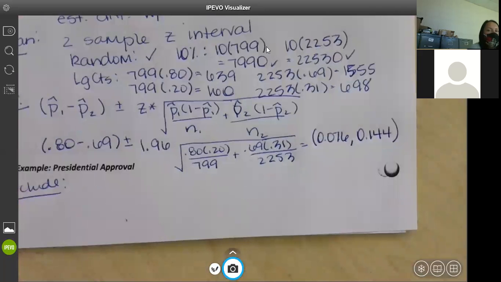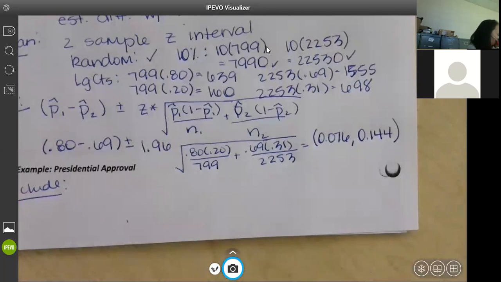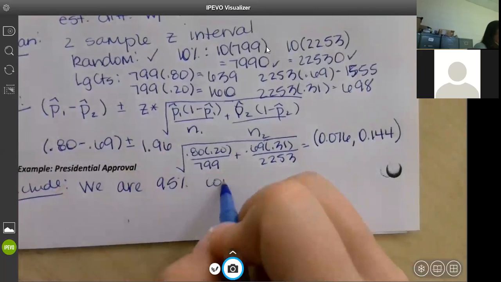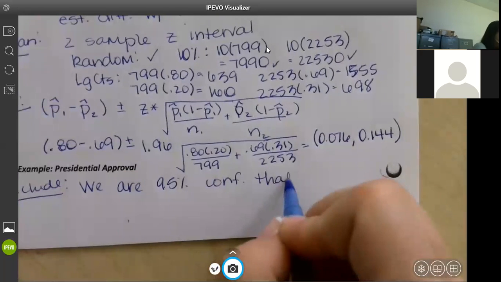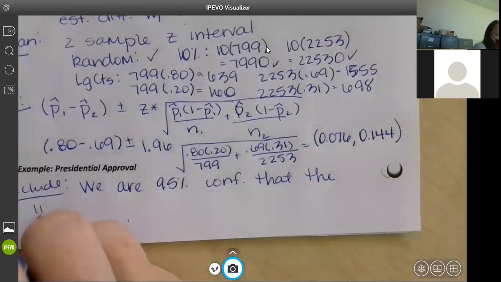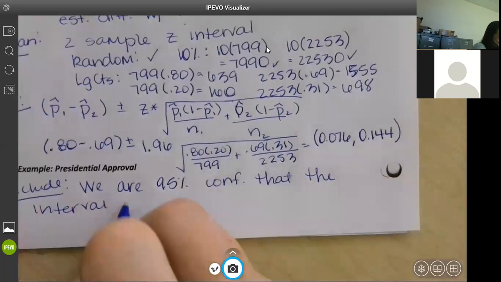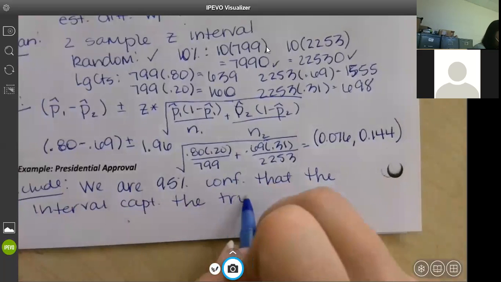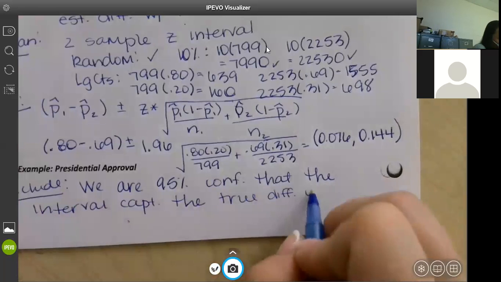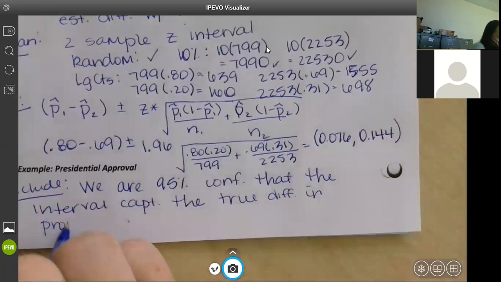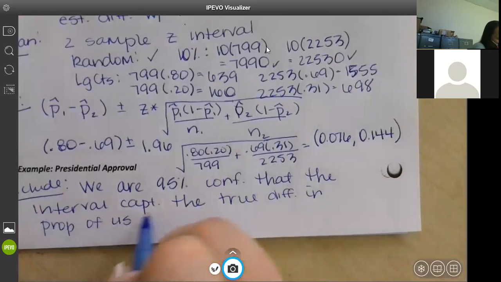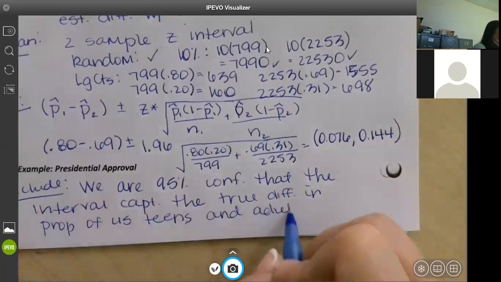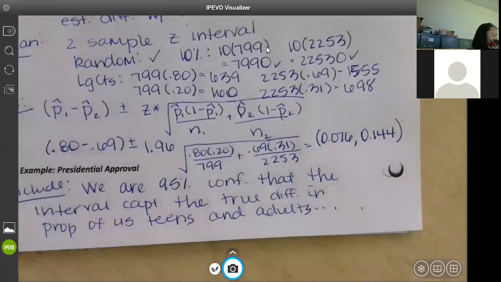So what are we going to conclude? How do you conclude with your interval? We are 95% confident that the interval captures the true difference in proportions of U.S. teens and adults who use social media, blah, blah, blah.